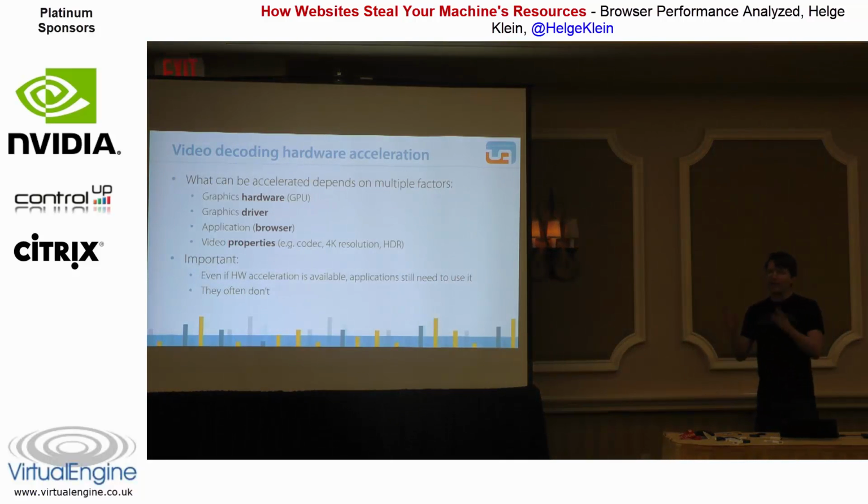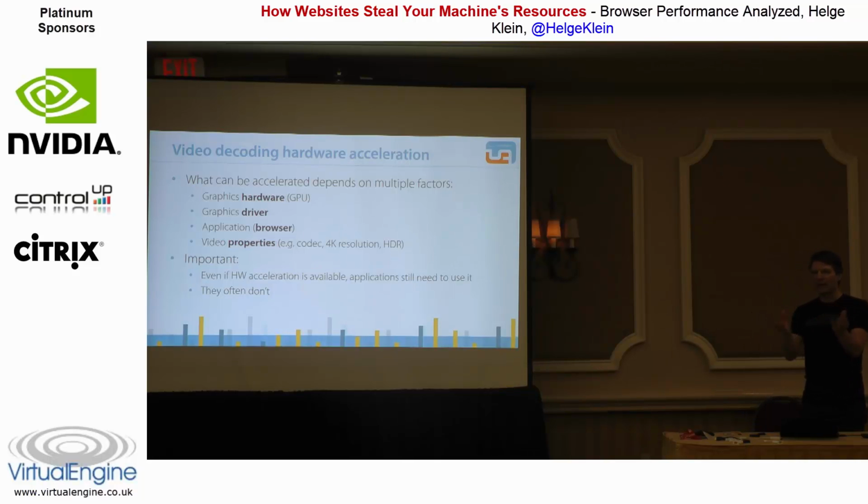Now, being able to play back a video is one thing. Being able to play it back efficiently is a very different kind of matter. So we want to offload the decoding of the video to the GPU. In order for that to work, many things have to be just right. So you need obviously some kind of hardware that can do the actual decoding. Then you need the driver that exposes the GPU's capabilities to the OS and to applications. Then you need to have an application that actually makes use of those capabilities. And then finally, it all depends on the video properties, so the codecs being used.